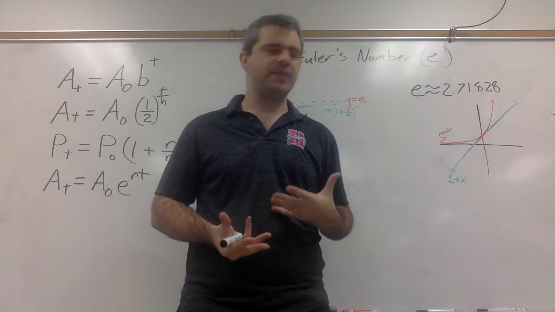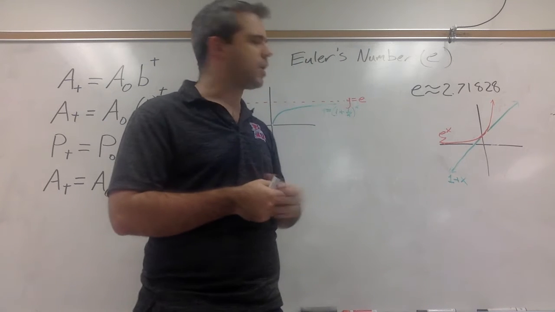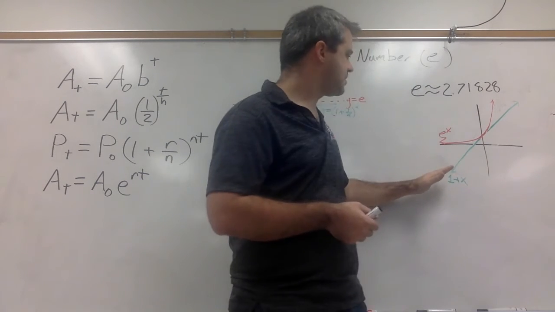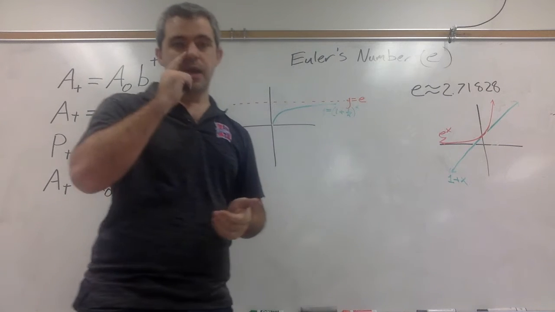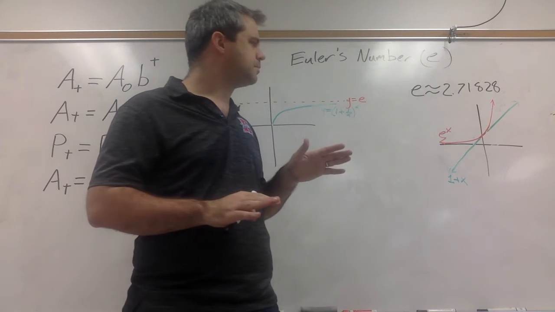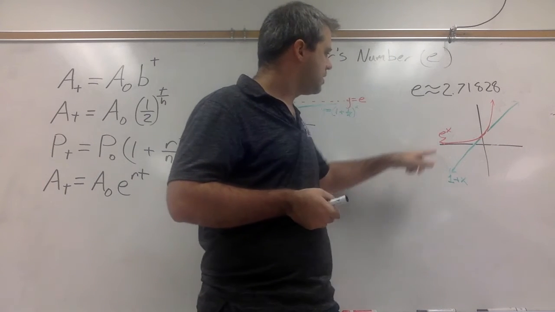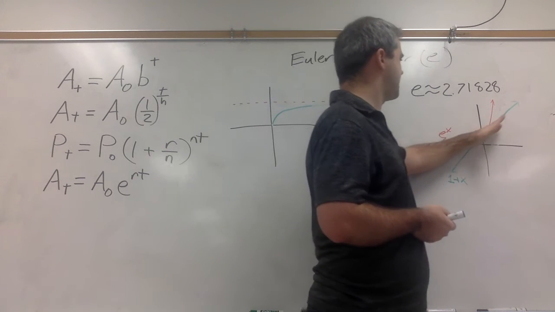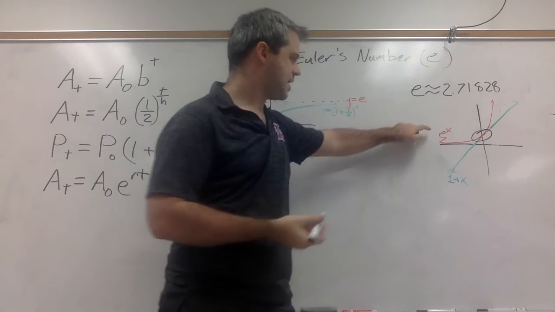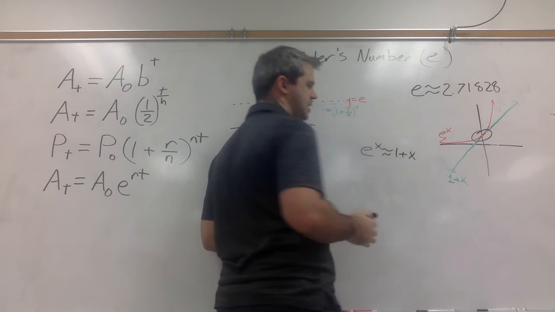One other property you need to know about this number is look at these two graphs right here. This is an exponential with base e, e to the x. And this is the graph of 1 + x. Now, a special property of this exponential that happens on no other exponential is that as you get close to 0, the slope of this red guy gets close to 1. So when x is really, really small, e to the x is approximately equal to 1 + x.